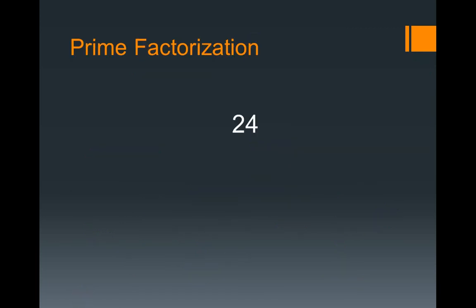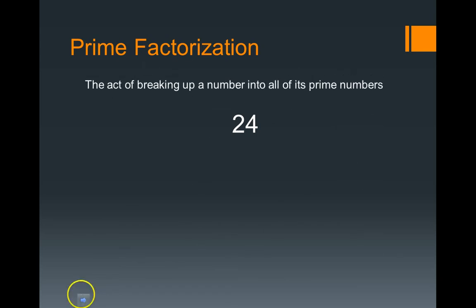One thing that can help us is prime factorization. Prime factorization breaks up the number into all its factors, but all the factors are prime. So how many prime numbers are multiplied together to get it? Here's the definition of prime factorization: the act of breaking up a number into all of its prime numbers.